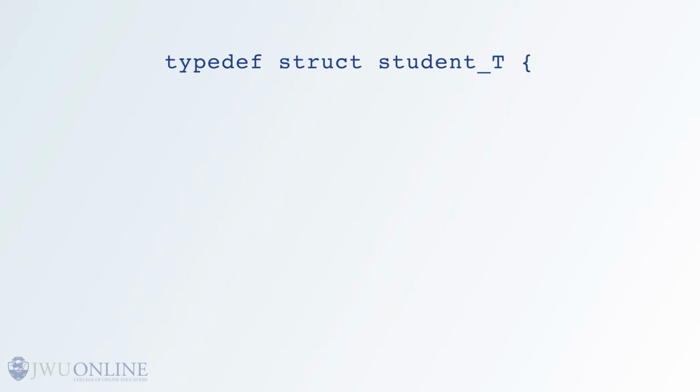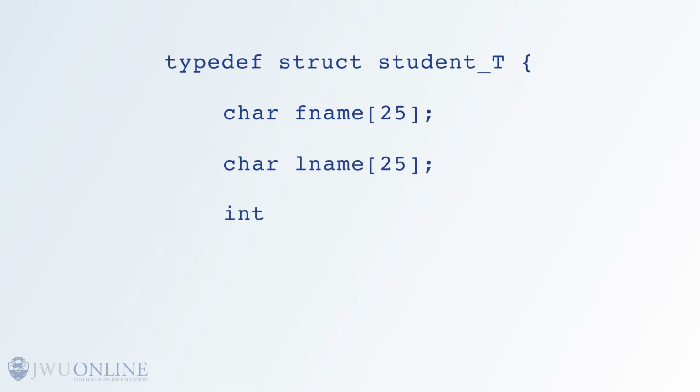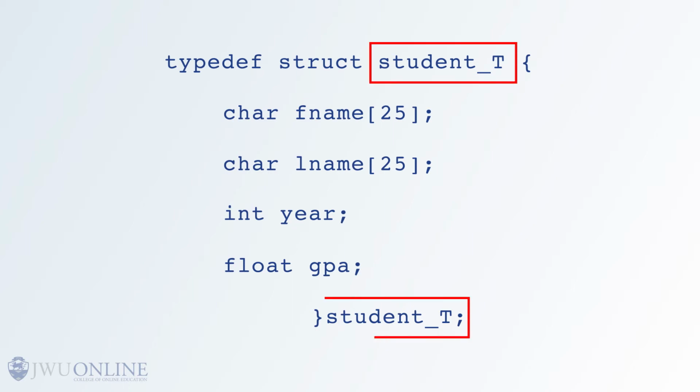Now inside the curly brackets, we're going to use the elements again. Char fname 25, char lname 25, integer year, floating point GPA, and then we would close the structure and again put the tag student_t and a semicolon. Place this above the main function header. Notice, I called this again struct student_t with the t meaning type for clarity.